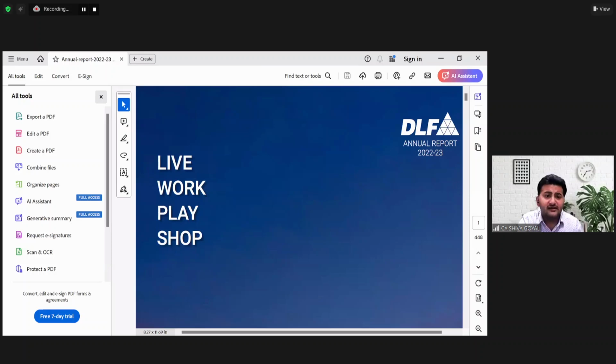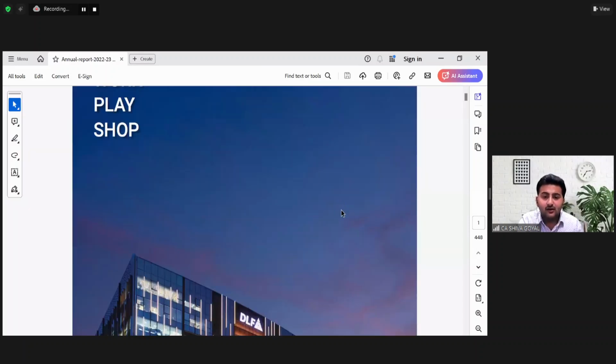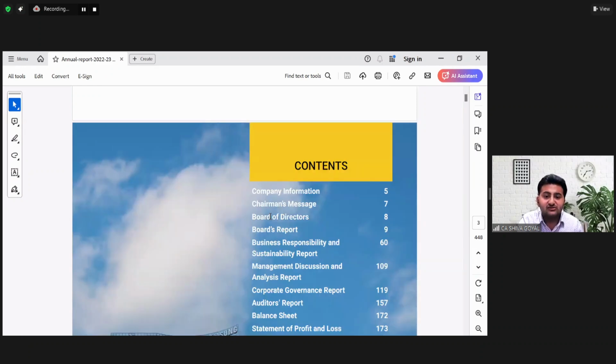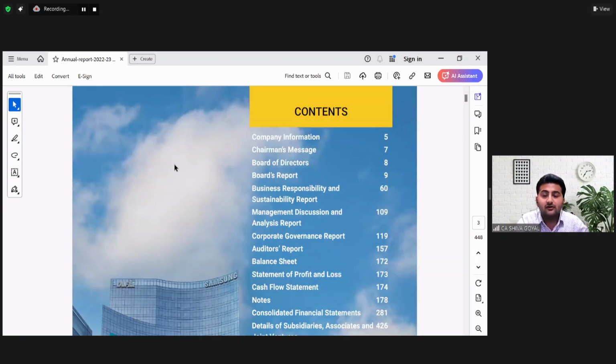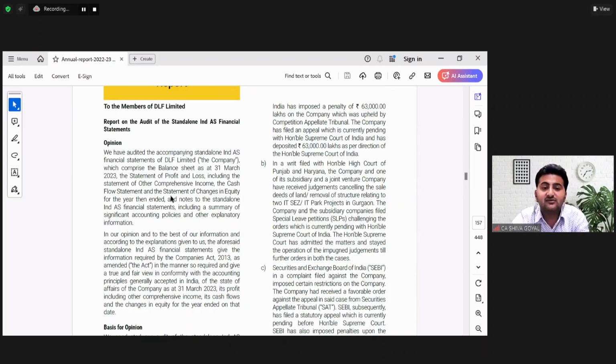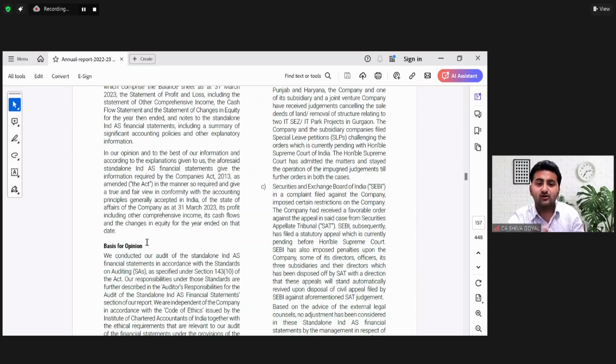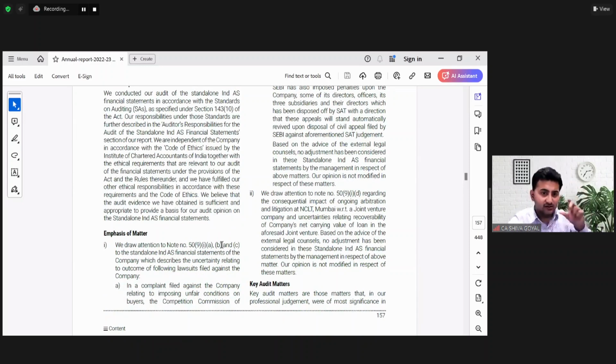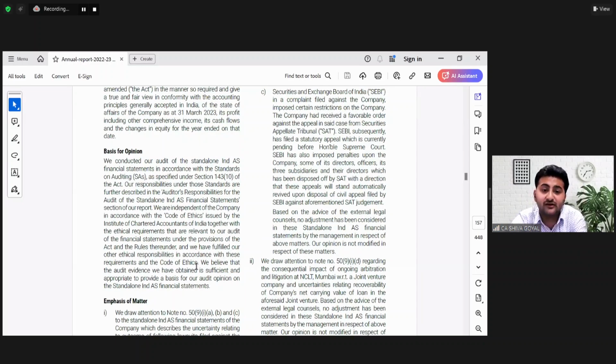As you all can see, this is the DLF audit report, or the annual report. I will just go to the auditor's report. So you can see it is an independent auditor's report to the members of DLF Limited, report on the audit of standalone Ind AS financial statements. I'm not talking about the reporting paras, but I would only touch upon the focus part where you need to give the main parts to the reporting standards. Then the EOM paragraph is very important.